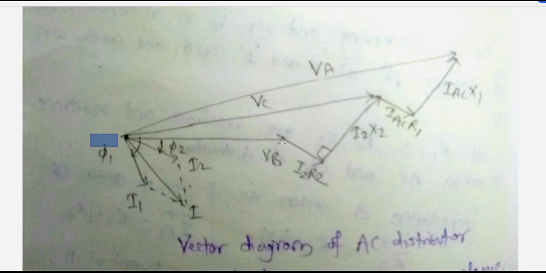We are interested in using the reactance quantity also. So I2 X2 is perpendicular to this, and whenever we connect these two quantities, you will get the value of VC. Same way, at this point we will get IAC into R1. Same way we are interested in the reactance also. So this time we will get this point, and whenever we connect this point with 0, we will get the value of VA.